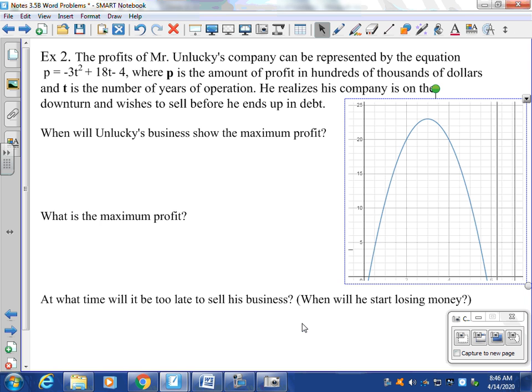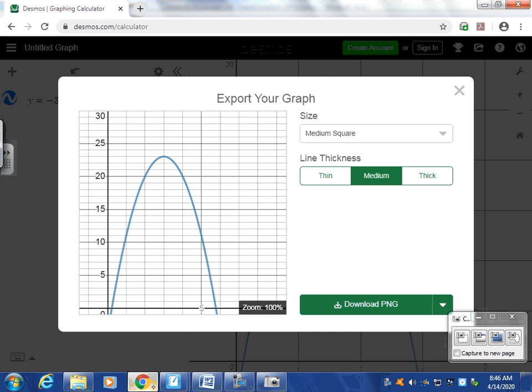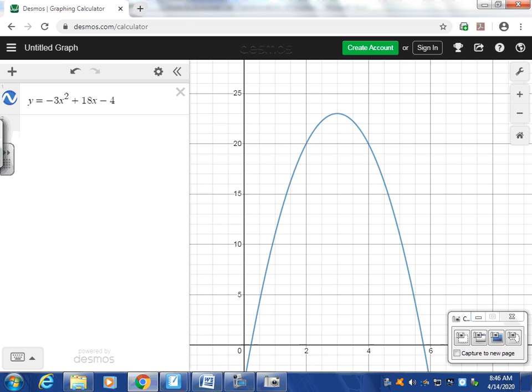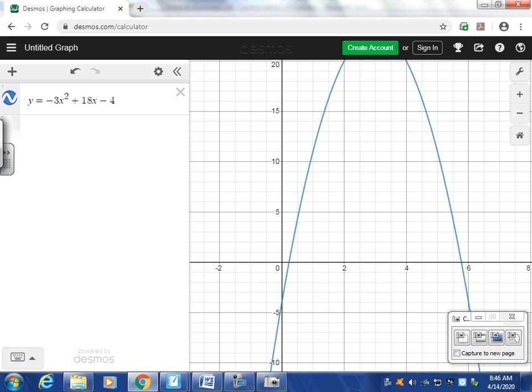Well, and actually, we probably should have looked at more of the negative part of this graph. So let me go back to Desmos here for just a second and move this graph around just a little bit. All right, let's talk about the y-intercept here for just a moment. So what would that y-intercept represent?